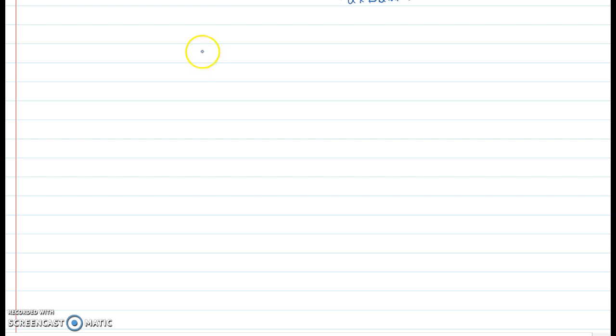So, preparing the standard curves. Preparing standard curve. Samples.